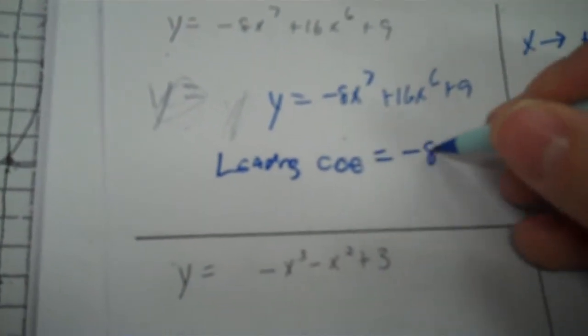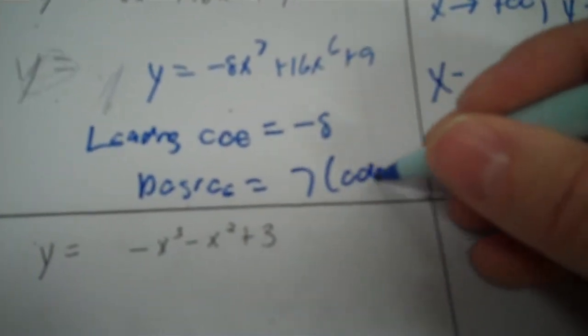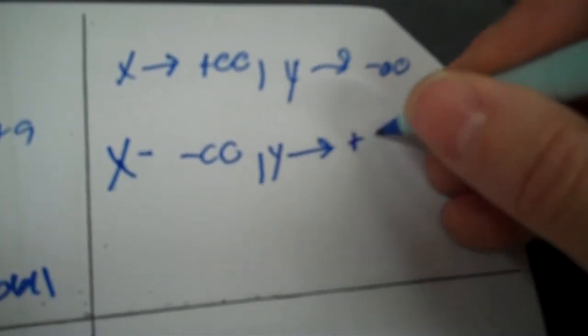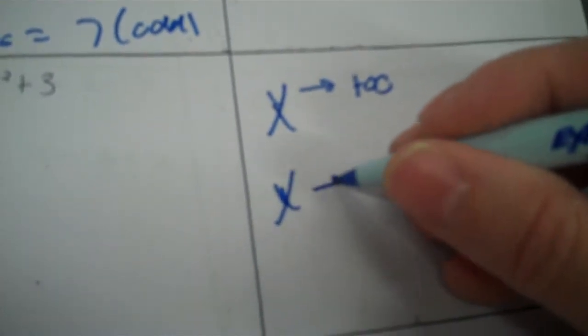Leading coefficient is negative 8. So it's a negative. That means y will approach negative infinity. The degree is the 7th power. That's odd. So that y is going to do the opposite of what it does up here. So positive infinity. Okay, x approaches positive infinity, x approaches negative infinity. This is how you define what's called end behavior of a graph. This is the end behavior, that's the end behavior.